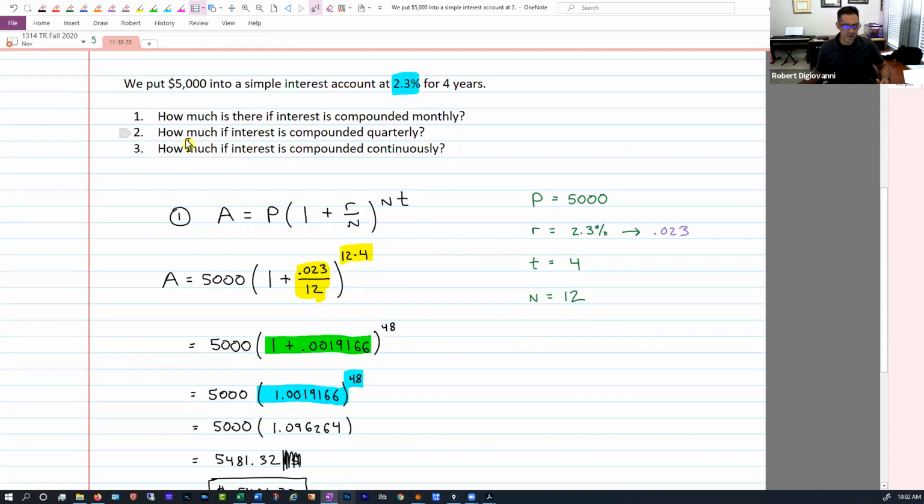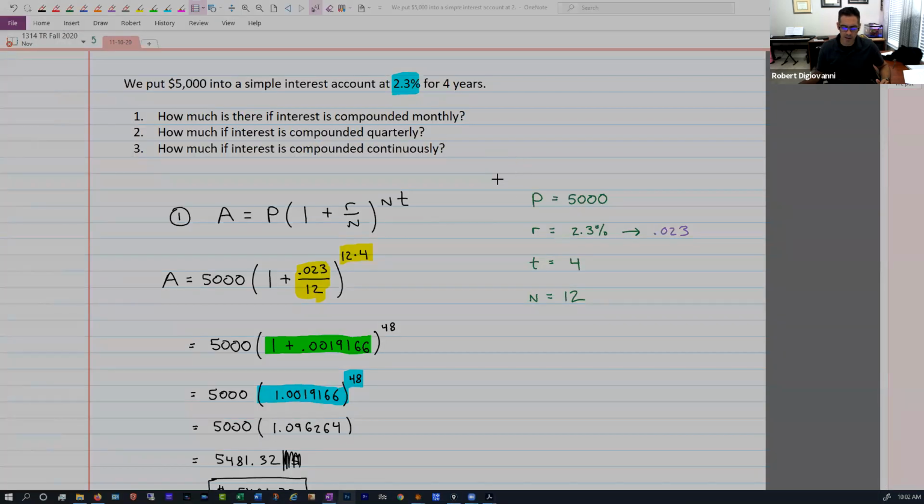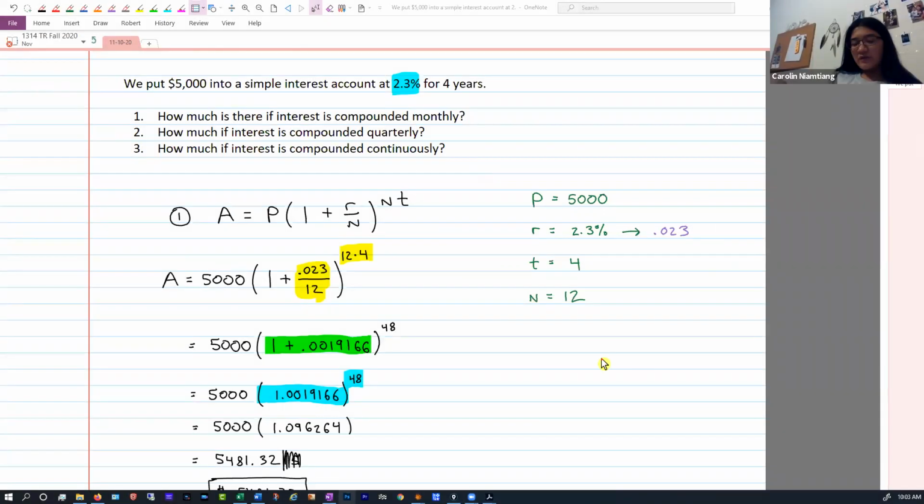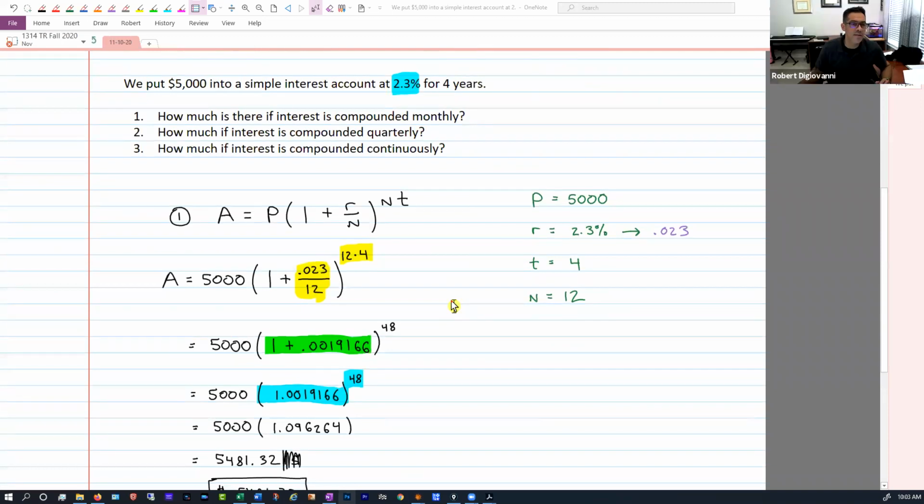The second part is the same exact thing, except we want to compound the interest quarterly. So what does it mean to do it quarterly? Does it mean like 4? How often is that? Every 3 months. How many times a year would it be if it's done quarterly? 4. Every 3 months, but it would be 4 times a year. So quarterly means 4 times a year. We have to know that, because on the test, if you see quarterly, you have to know that means 4 times a year.